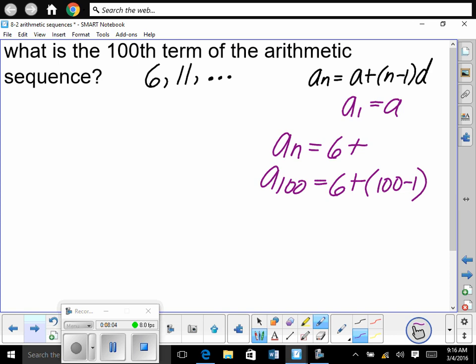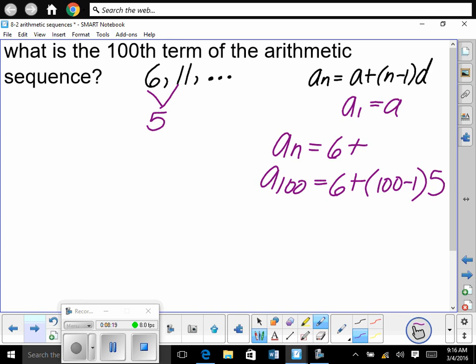So let's look here. What's the common difference from one consecutive term to the next? So you're going to take 11 minus 6. 5. So our d is 5. So times 5. Now look, there's no more unknowns, right? So that's going to give us that term.